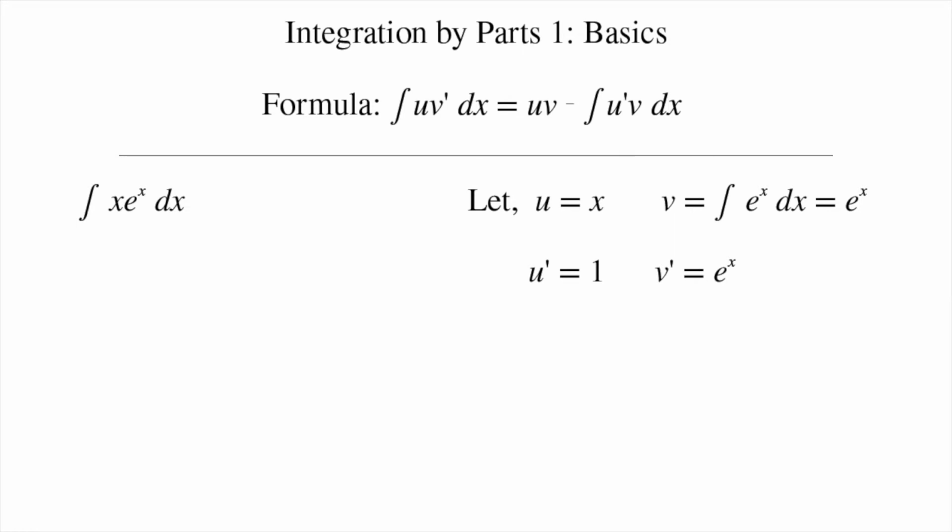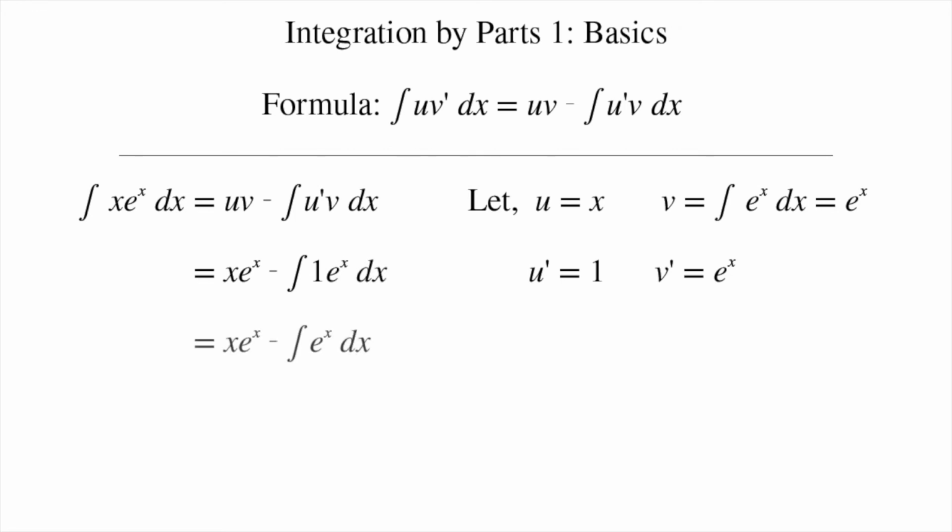Now, consider the formula. We have the integral of u times v dash with respect to x is equal to u times v subtract the integral of u dash times v with respect to x. But we have calculated all these quantities now, so we can just sub them in. u is x and v is e to the x. We subtract the integral of u dash, which is 1, times v, which is e to the x. So we get x times e to the x minus the integral of e to the x with respect to x, which is x times e to the x minus e to the x plus a constant of integration, c. We can write this as e to the x times x minus 1 plus c.